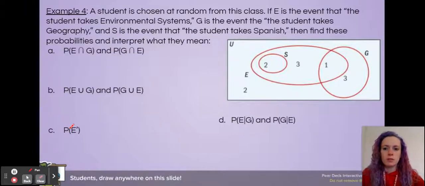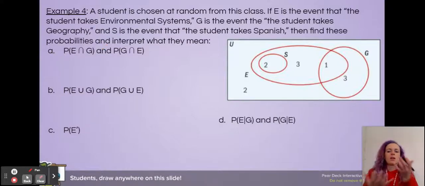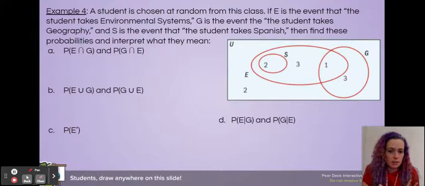Example 4, a student is chosen at random from this class, which is represented by the Venn diagram. E is the event that the student takes environmental systems, G is the event that the student takes geography, and S is the event that the student takes Spanish. We're finding these probabilities and interpreting what they mean. So first up is the probability of E and G, and at the same time, probability of G and E. So the probability that they take environmental systems and geography. They're asking for both because they're both going to be the exact same value.